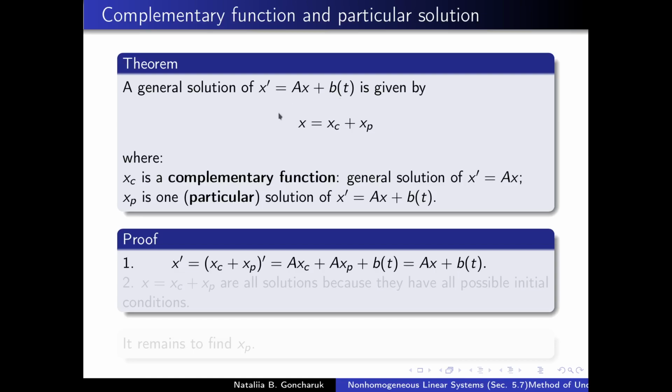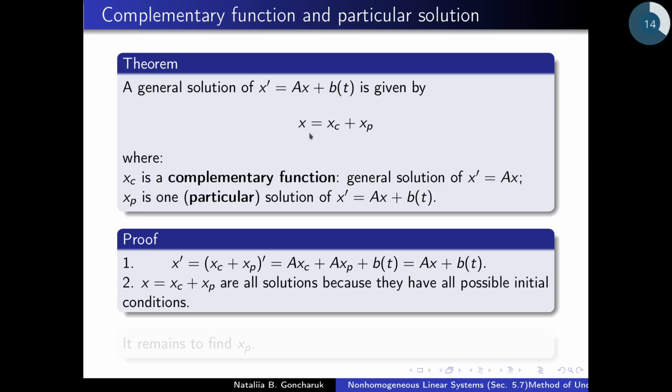How do we know that this gives all solutions? You can notice that this has all possible initial conditions. We know that xc is a general solution of x prime equals Ax, so for different constants over here you will have all possible initial conditions, and then the sum will also have all possible initial conditions. Since you can satisfy all initial conditions, you can solve your equation with any initial condition, so due to the existence and uniqueness theorem you have found all solutions. Okay, so we have this theorem for the non-homogeneous equation.